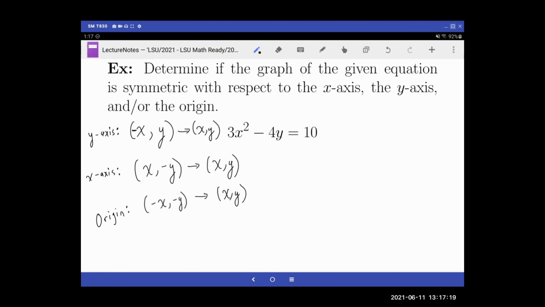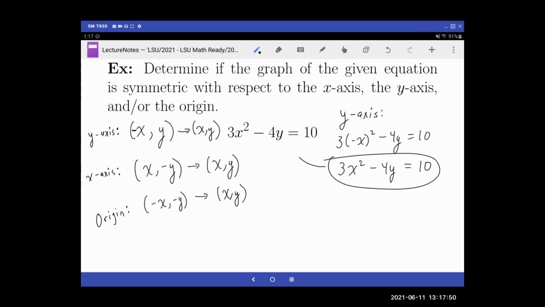Okay, and so let's test it out. You have to test these out one at a time. Is it symmetric with respect to the y-axis? Change the x to a negative and see how that changes the equation. Now, we talked about it earlier. If you raise a negative to the second power or any other even power, the negatives cancel out. So you're left with the expression without the negative. Now compare this to the original. It's exactly the same. So we would say that this equation is symmetric with respect to the y-axis.